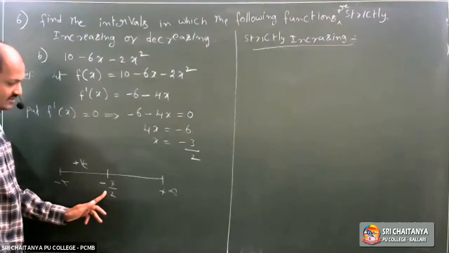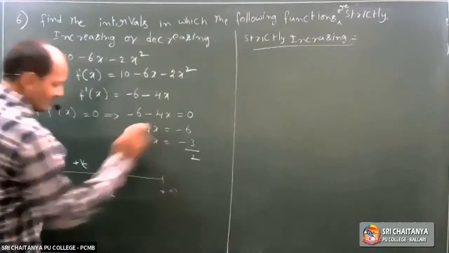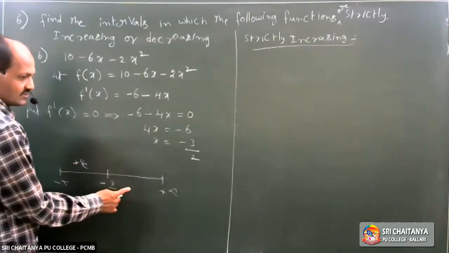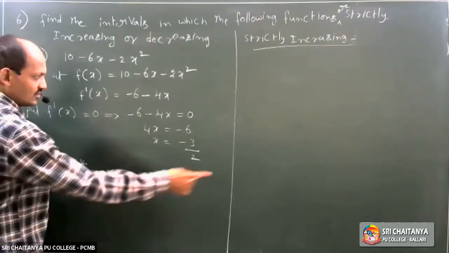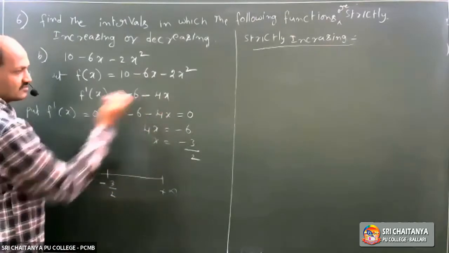Minus 3 by 2 to infinity. So next values minus 1, 0, 1, 2, 3, 4, and so on. For example, 1, consider: minus 6, minus 4.